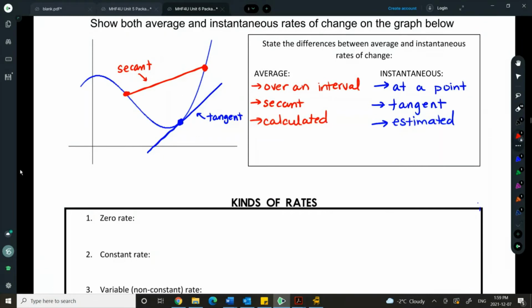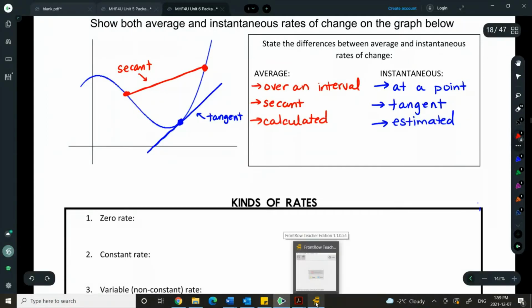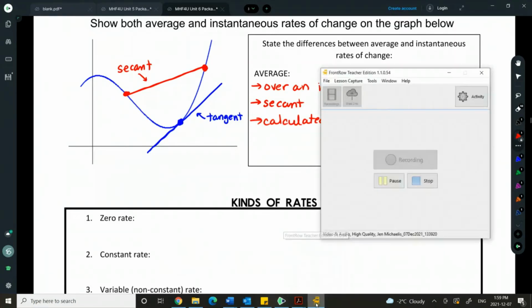So how do I differentiate between average rate of change and whether I'm finding an instantaneous rate of change? The idea is that we're going to use two different notations to represent rate of change based on whether we do average or instantaneous.